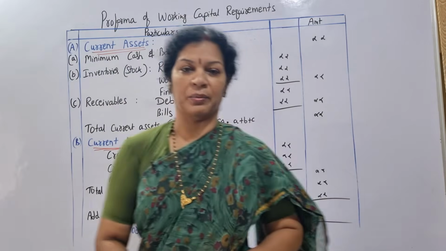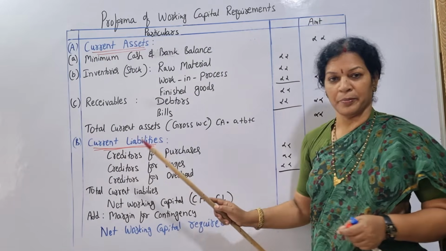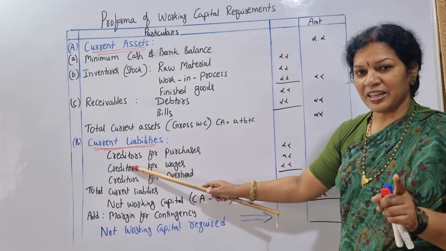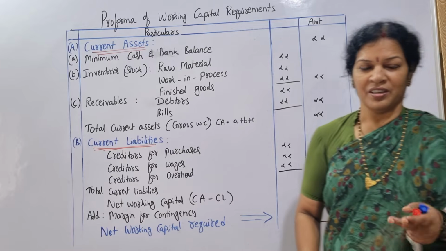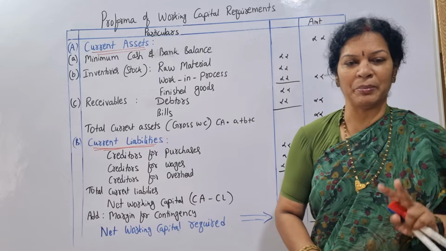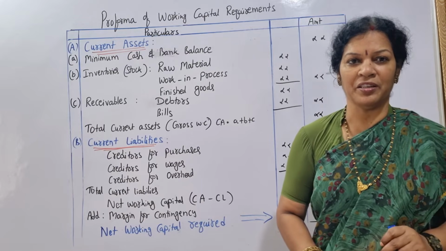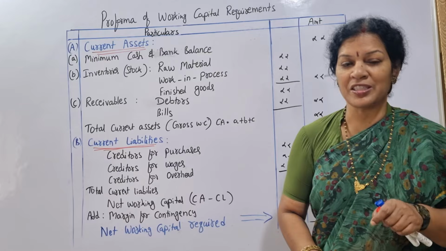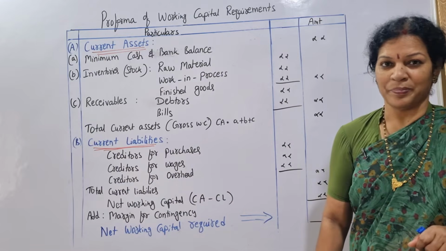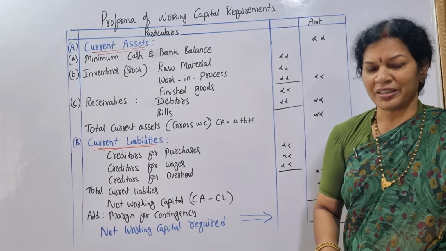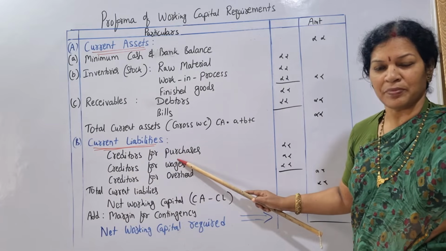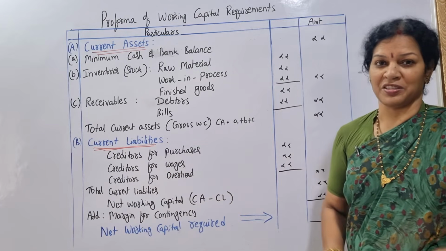Now we'll focus on the current liabilities. What are the current liabilities? I have kept a heading, current liabilities. Under the current liabilities, first, creditors for purchases. Current liabilities means something we have borrowed. We did not make the payment; in future we are going to make the payment, right? So from whom you have purchased something, that is creditors for purchases. We have purchased some goods on credit basis. So they are the creditors, no? So creditors for purchases. Second bit, creditors for wages.